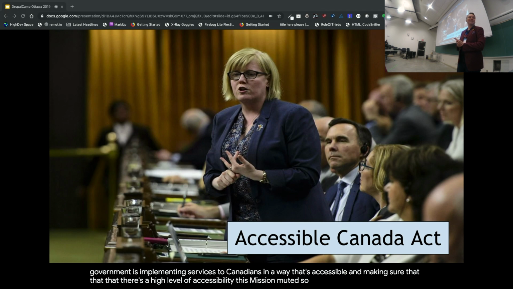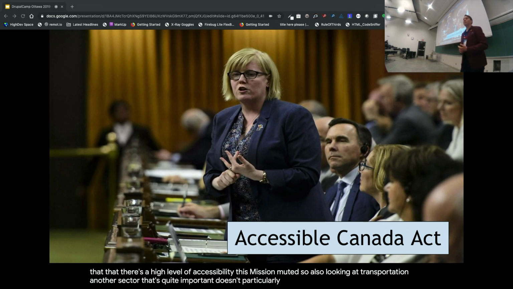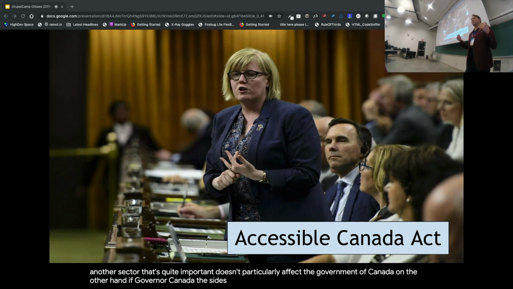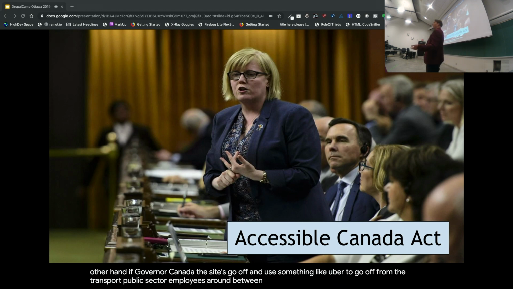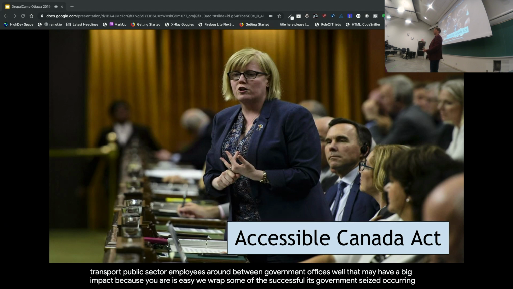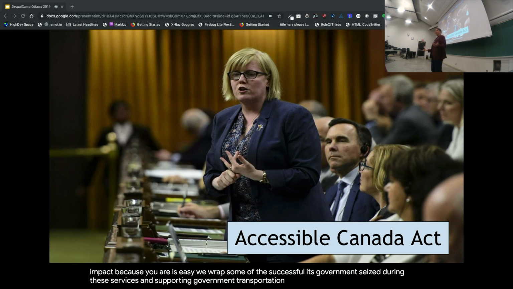Also looking at transportation, another sector that's quite important. It doesn't particularly affect the Government of Canada. On the other hand, if the Government of Canada decides to use something like Uber to transport public sector employees between government offices, well, that may have a big impact, because is the Uber app something that's accessible? If the government is procuring these services and supporting government transportation within Uber, you've got to make sure that app is as accessible as it needs to be.